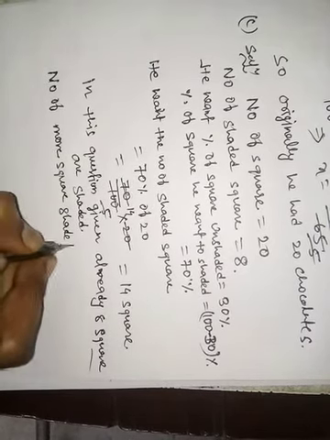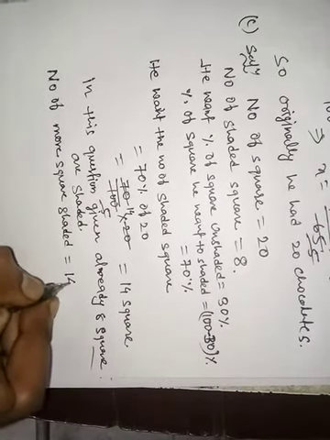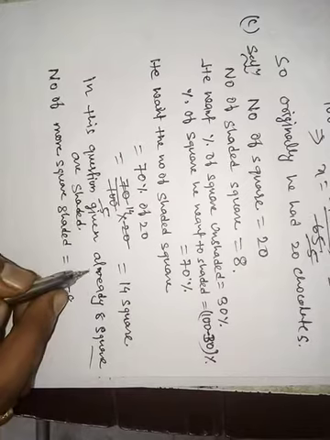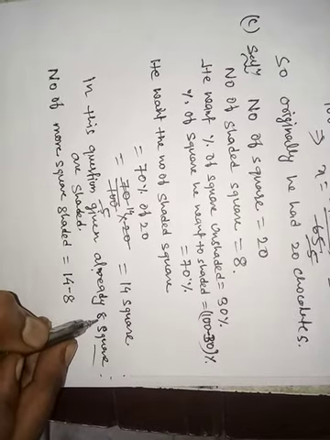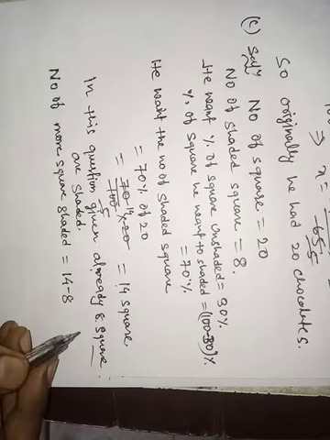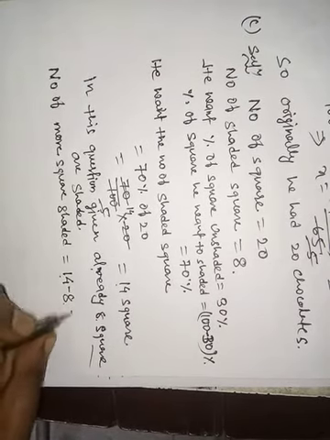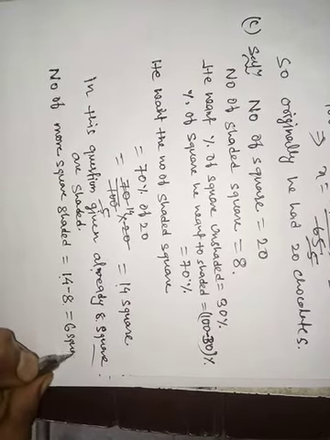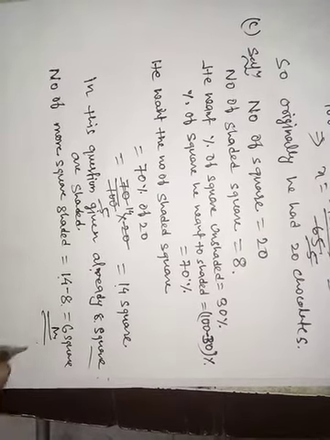The number of more squares shaded is equal to 14 minus 8, because 8 squares have already been shaded and he wants 14 squares shaded. So how many more squares will be shaded? 14 minus 8, that is 6 squares. So 6 squares is the answer.